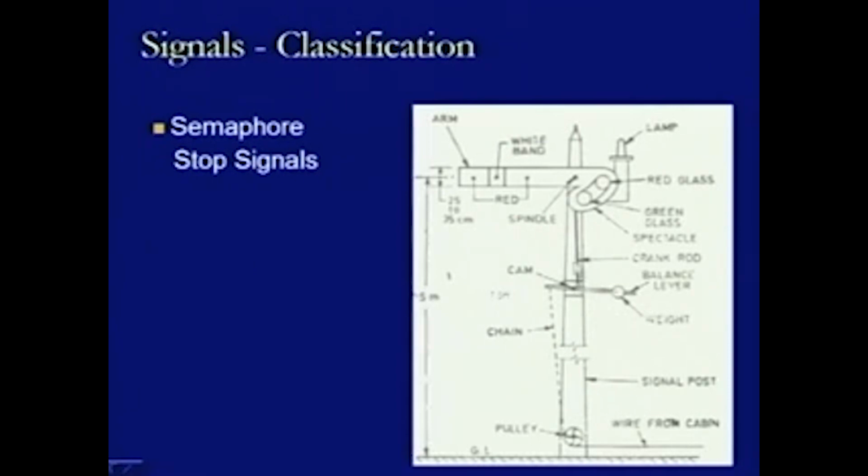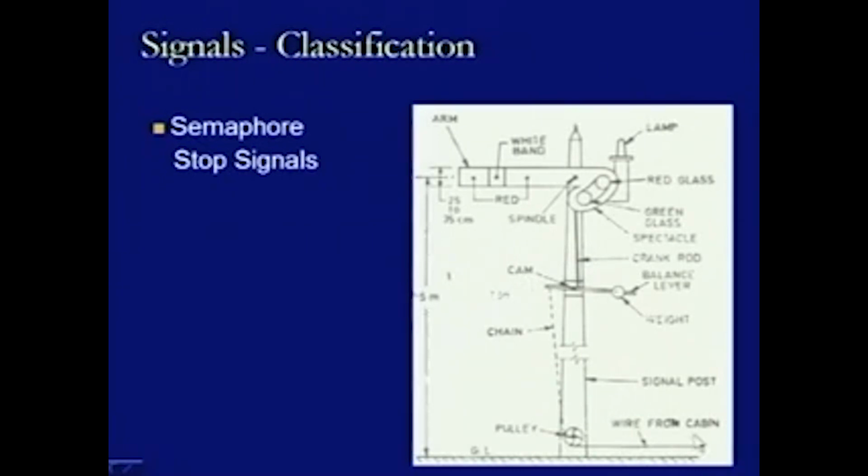and if it moves up and down accordingly, this crank rod will move, which is making a connectivity between the cam and the spindle. So, we have this crank rod, and this cam is connected by using a chain which passes through the pulley, and it goes up to this, and then from there the wire goes to the cabin. So, that is how the total assembly of any semaphore stop signal is provided.